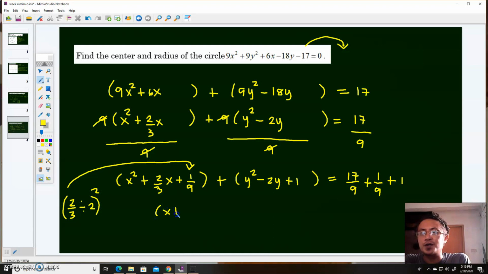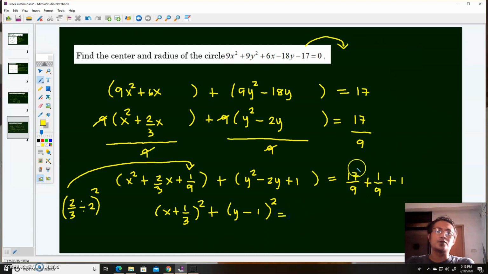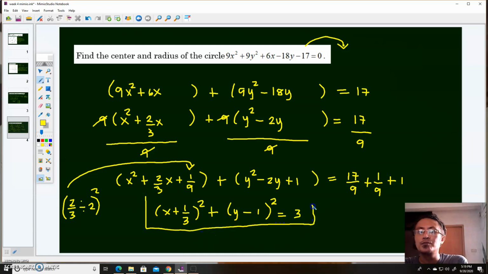You have x plus square root of 1/9, which is 1/3, squared. And square root of y squared is obviously y. That's 1. The middle term is negative, so this is a minus, and then square. The right side is easy to combine because 17/9 plus 1/9 is 18/9, which is exactly 2. Plus 1, it's 3. So we have the standard form of the circle.